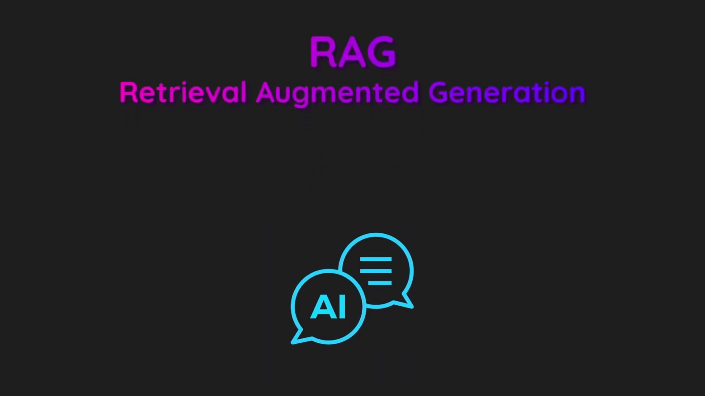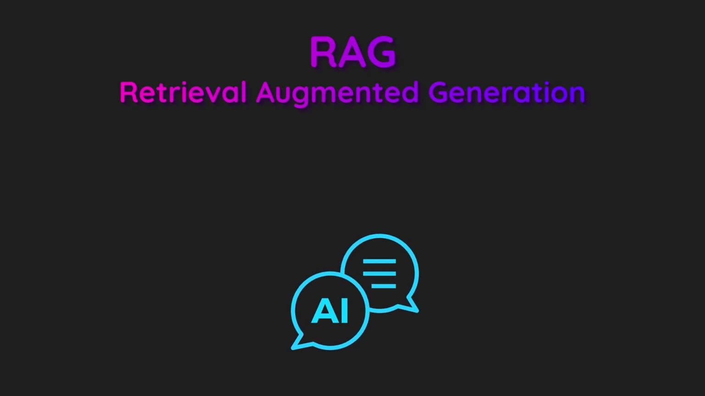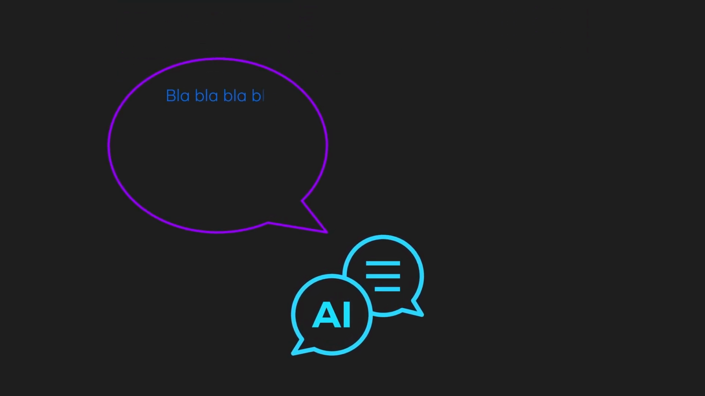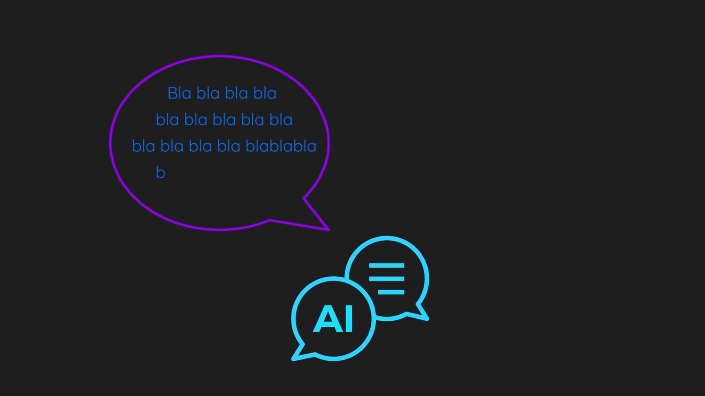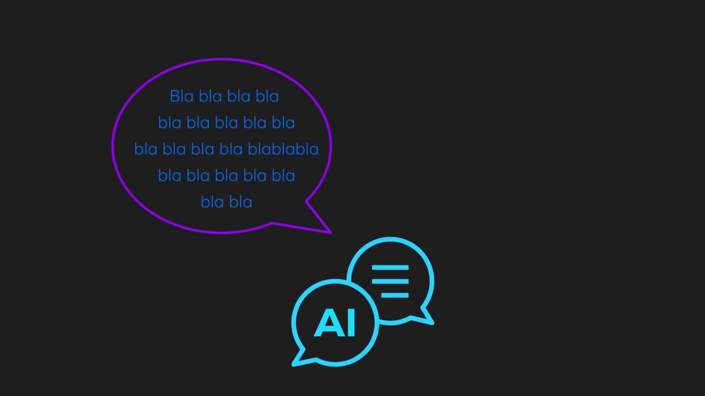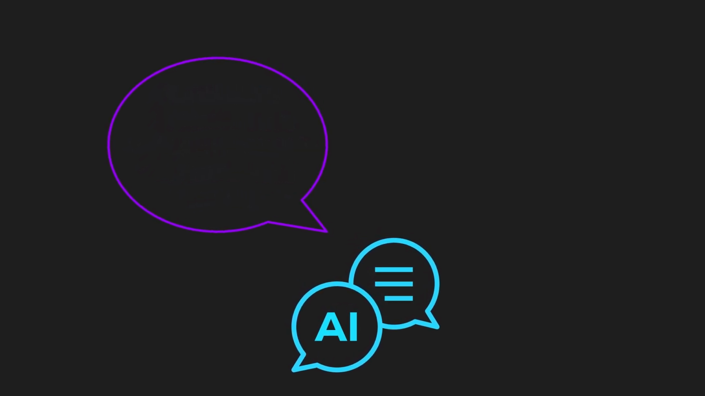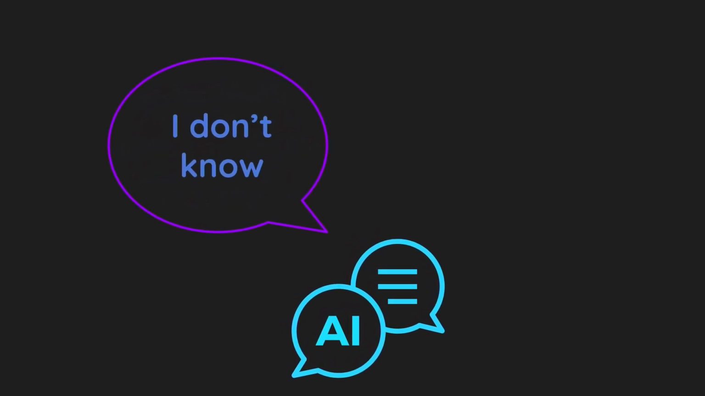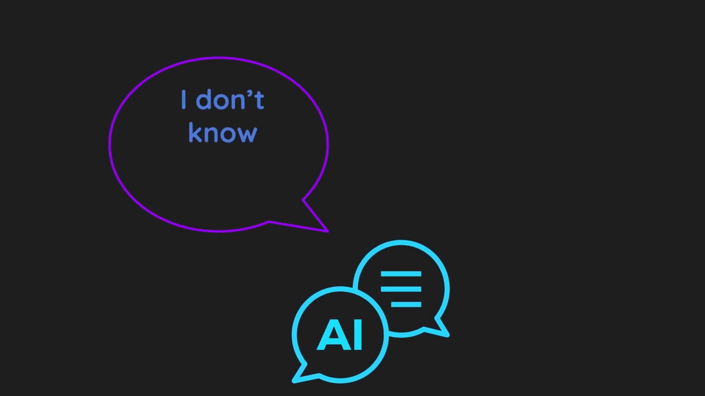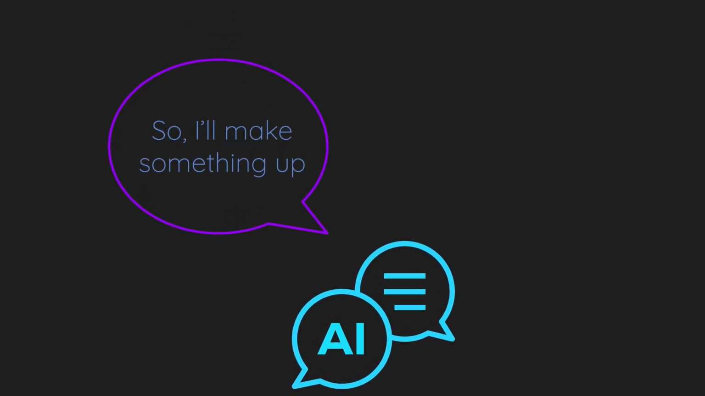We all know how AI chatbots sometimes go wrong. Instead of getting a helpful answer, the bot confidently tells you something completely wrong, or worse, something that sounds right but isn't true at all. They don't always know when to say, I don't know. Instead, they'll try their best to give an answer, even if that means making one up.